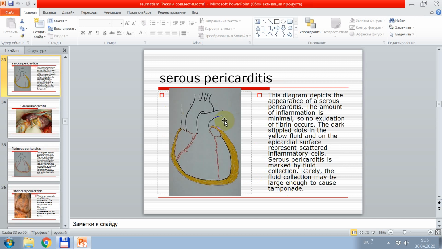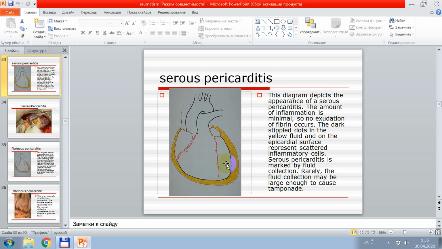In this scheme, we demonstrate signs of serous pericarditis. This diagram depicts the appearance of serous pericarditis. The amount of inflammation is minimal, so no exudate or fibrin occurs. The dark stippled dots in the yellow fluid and on the epicardial surface represent scattered inflammatory cells.